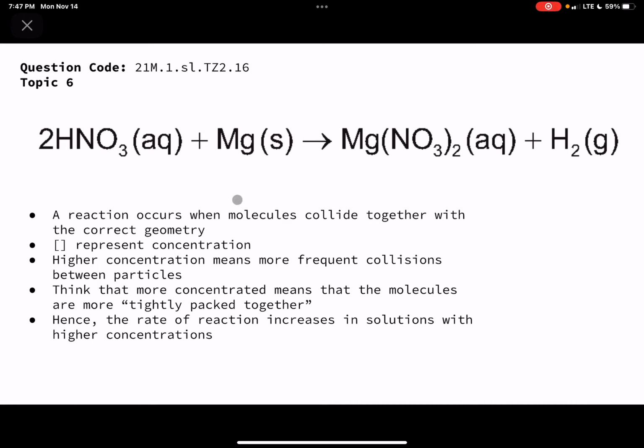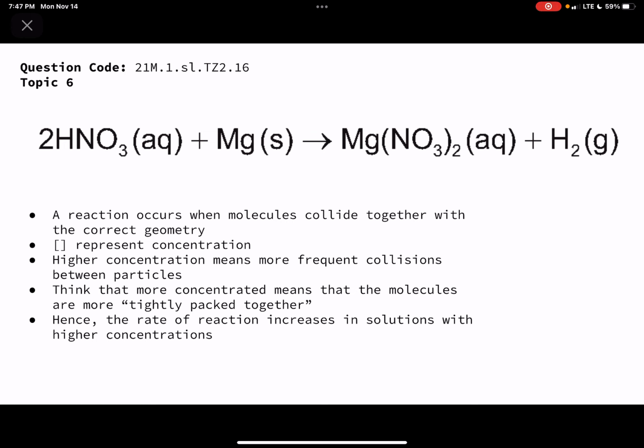Now, the question has two columns in one table. The first column represents the concentration of nitric acid. It has HNO3 in between square brackets because square brackets represent concentration. And then the second column has the size of metal pieces. A says that the concentration is doubled while the size of metal pieces are halved. B says the concentration is doubled while the size of metal pieces are doubled. C says that the concentration is halved while the size of metal pieces are halved. And D says the concentration is halved while the size of metal pieces are doubled.